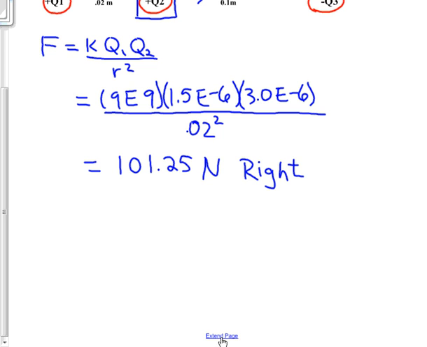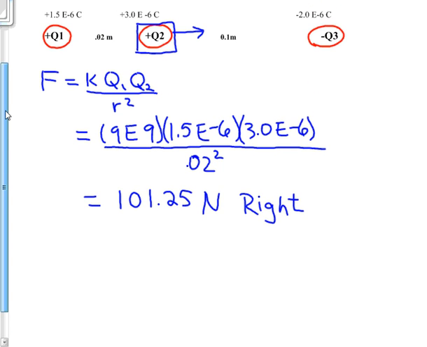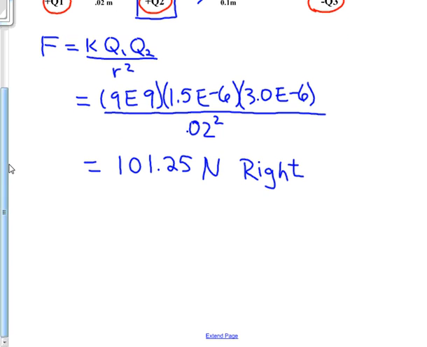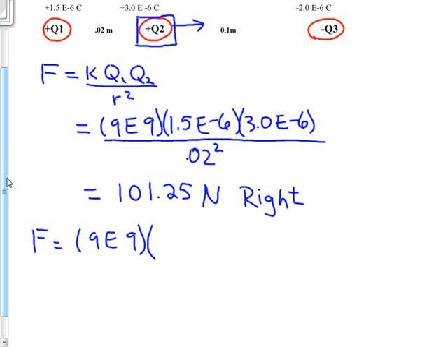Now we are going to do the same thing with Q2 and Q3. Let's plug in our values here. This one will be a little bit different because of the sign of our charge. 9 times 10 to the 9th. Our Q2 is the 3 times 10 to the minus 6. And our second charge, our Q3, is our negative charge.